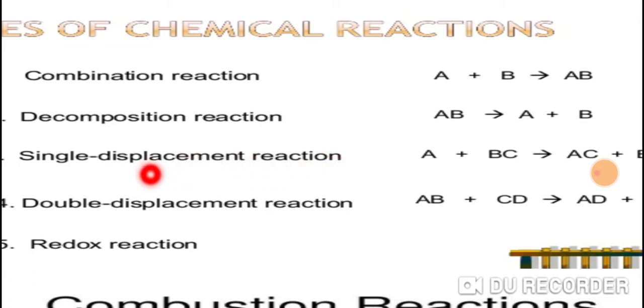Displacement means change in its site, location, or place, a movement from the particular place of a substance. Single displacement means the change in place of only one element, whereas double displacement means the change in place of 2 elements in a reaction. Let me explain it to you in a better way.